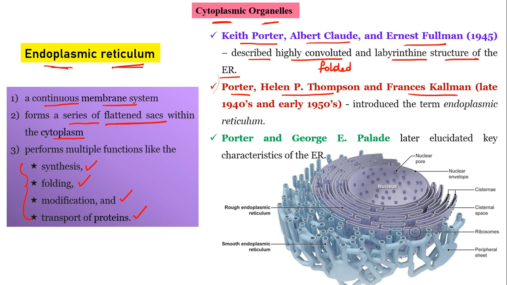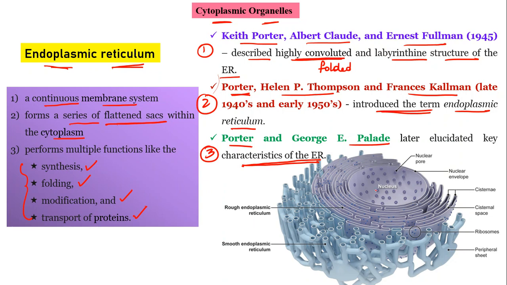And then Porter, Thompson, and Kallman, these three scientists, for the first time introduced the term endoplasmic reticulum. And Porter and Palade later gave all the important properties of the endoplasmic reticulum. So there are three groups of scientists: Porter, Claude, and Fullam described that the endoplasmic reticulum is highly convoluted. The second group, Porter, Thompson, and Kallman, introduced the term endoplasmic reticulum. The third group, Porter and Palade, gave us in detail an idea about the characteristics of the ER, the endoplasmic reticulum.